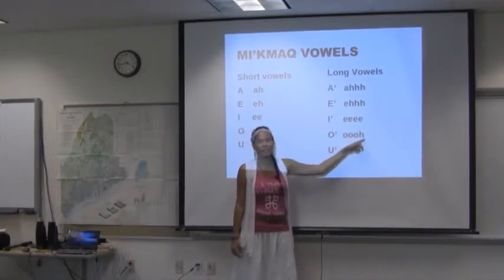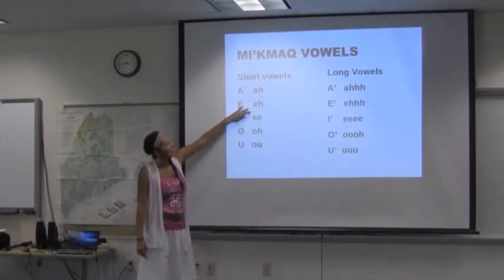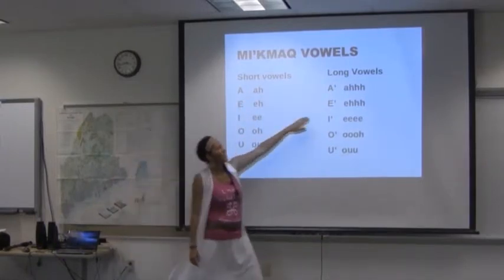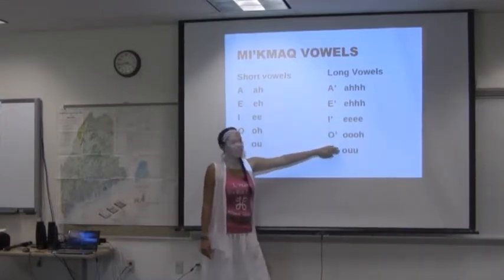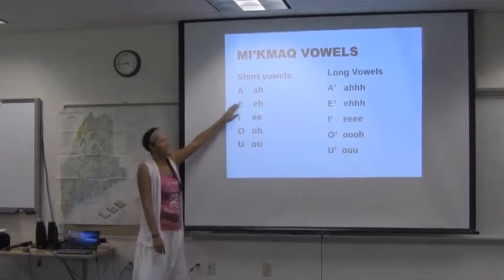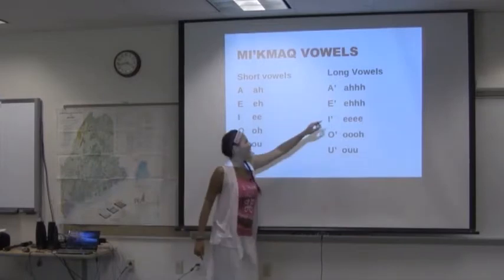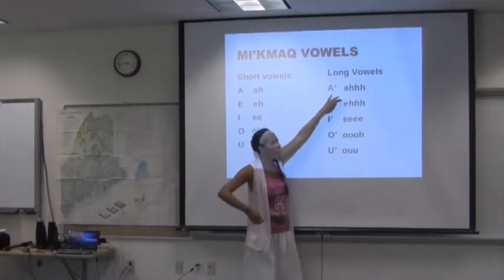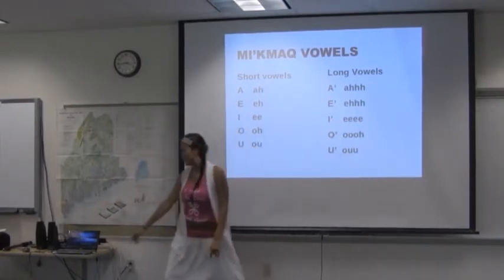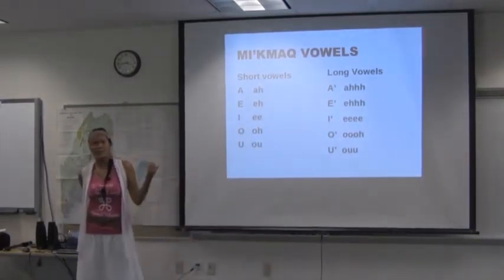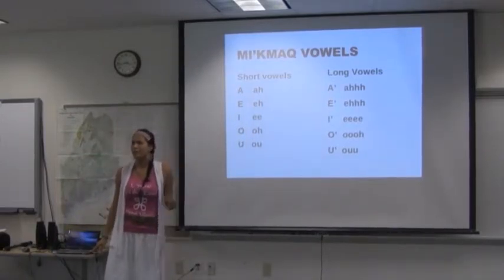E, O, U. Okay, let's do it again. E, O, U. Now one more time, really fast, and you got to look like a monkey. E, O, U. All right, now this time. E, O, U. Awesome. So at least now you know what the apostrophes are, because a lot of people don't know why we have those apostrophes in the language and how they really do matter with pronunciation.